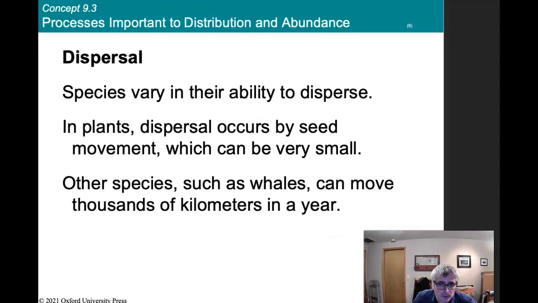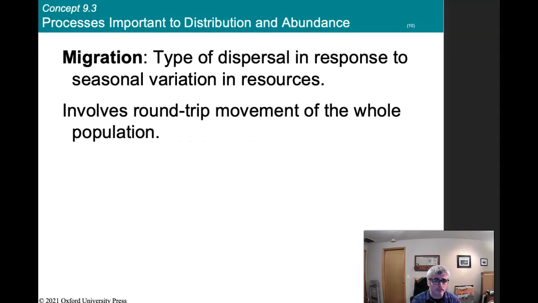And dispersal we can think of as the species' ability to disperse. For things like plants, dispersal is usually small seeds, maybe dispersed by wind or facilitated by the movement of animals, birds, etc. But generally over relatively small areas, whereas things like whales can swim for thousands of kilometers every year.